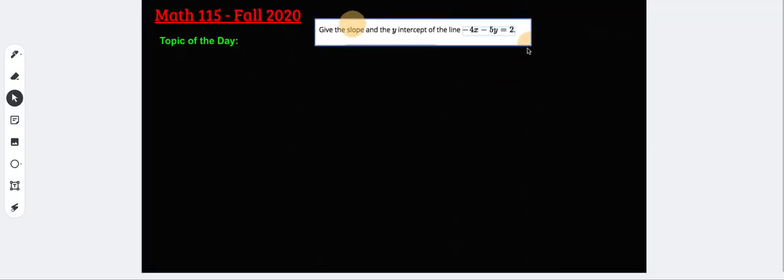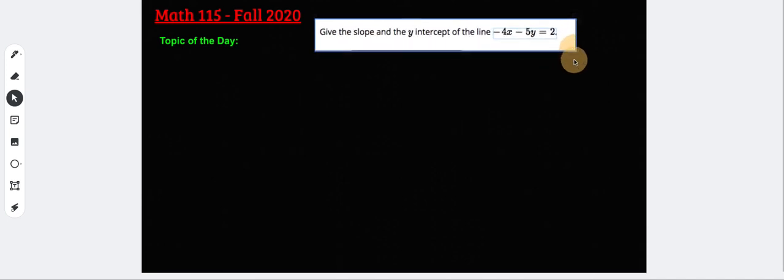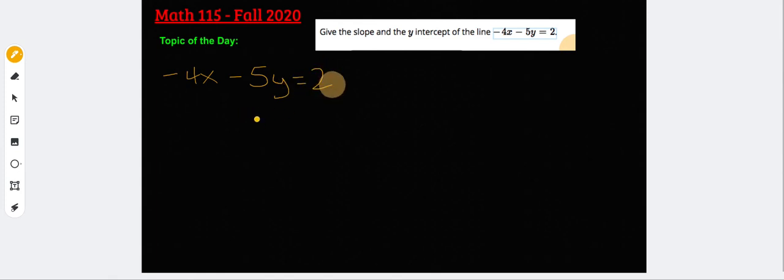Okay, so the first thing, you can do one of two things. You can either rewrite this equation into slope-intercept form, or you can do something else. I'm going to do the rewriting first. -4x minus 5y equals 2 means that we have a couple things wrong.